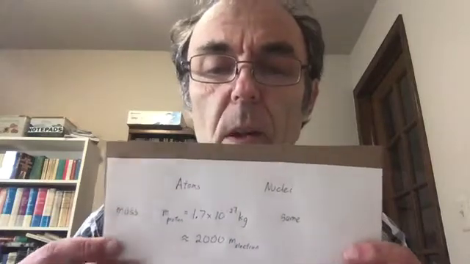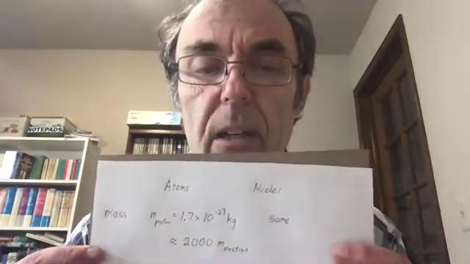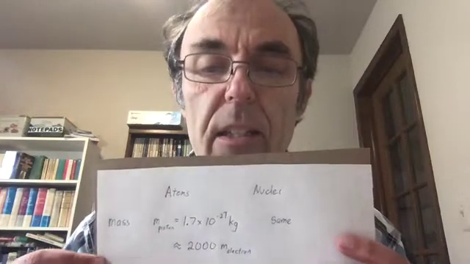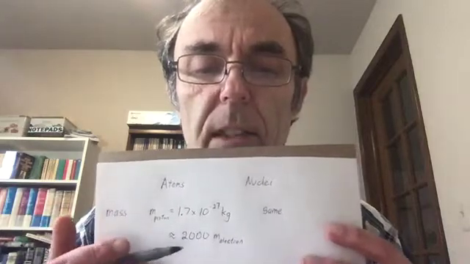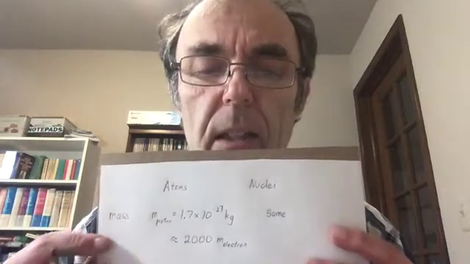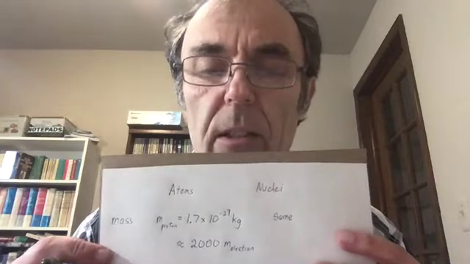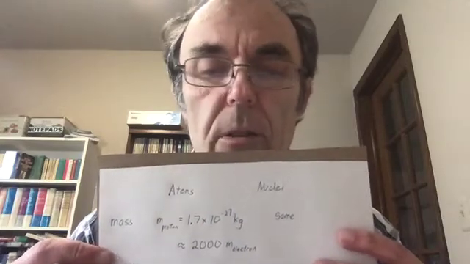Now remember, the atom has almost all its mass in its central nucleus. So the mass of a nucleus is about the same as the mass of the atom as a whole. The only thing that's missing are these electrons, but the electrons are such tiny mass that they're almost negligible. So in mass, atoms and nuclei are basically the same.